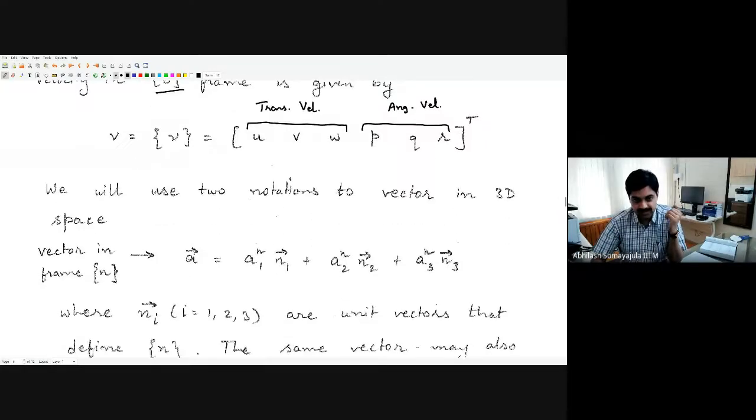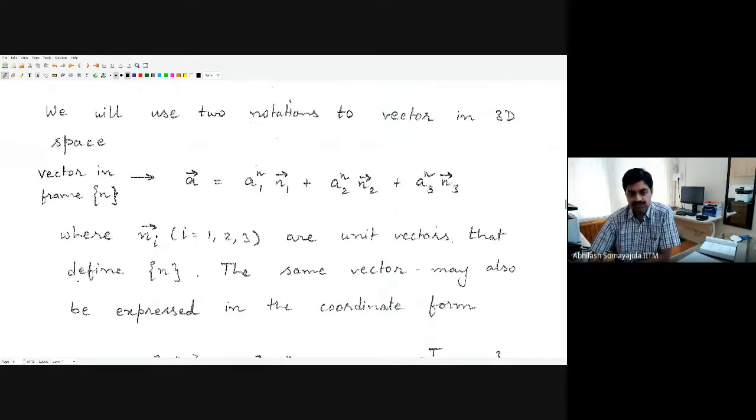All right. Before we proceed further, we want to define some notations to be consistent throughout our text, because we are going to have a lot of coordinate transformations. For that, we will use these two notations. One is the vector notation, where we write a vector A as A1n times n1, plus A2n times n2, plus A3n times n3, where n1, n2, and n3 are the unit vectors that define the coordinate frame n.